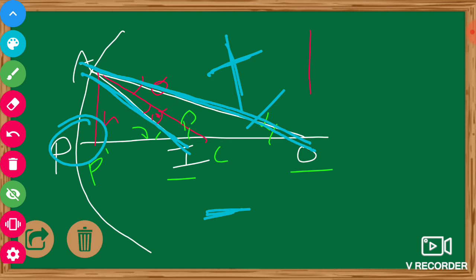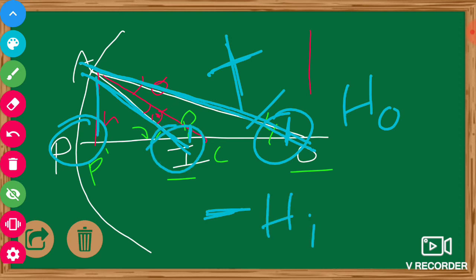And also here is the height of the object. This is the object here, and the height of the object is considered as h suffix 0, and the height of the image should be considered as h suffix i. So these are the sign conventions we have to follow.